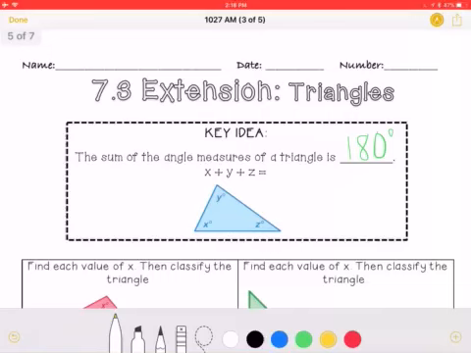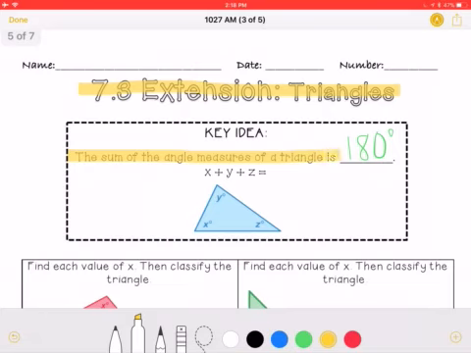So we're still talking about triangles, but now I want to talk about the measures of the angles within. The sum of the angle measures of a triangle, if you add up all of the angles that make up a triangle, is going to equal 180 degrees. So if we added up our X, Y, and Z angles here, we would set that equal to 180 degrees.